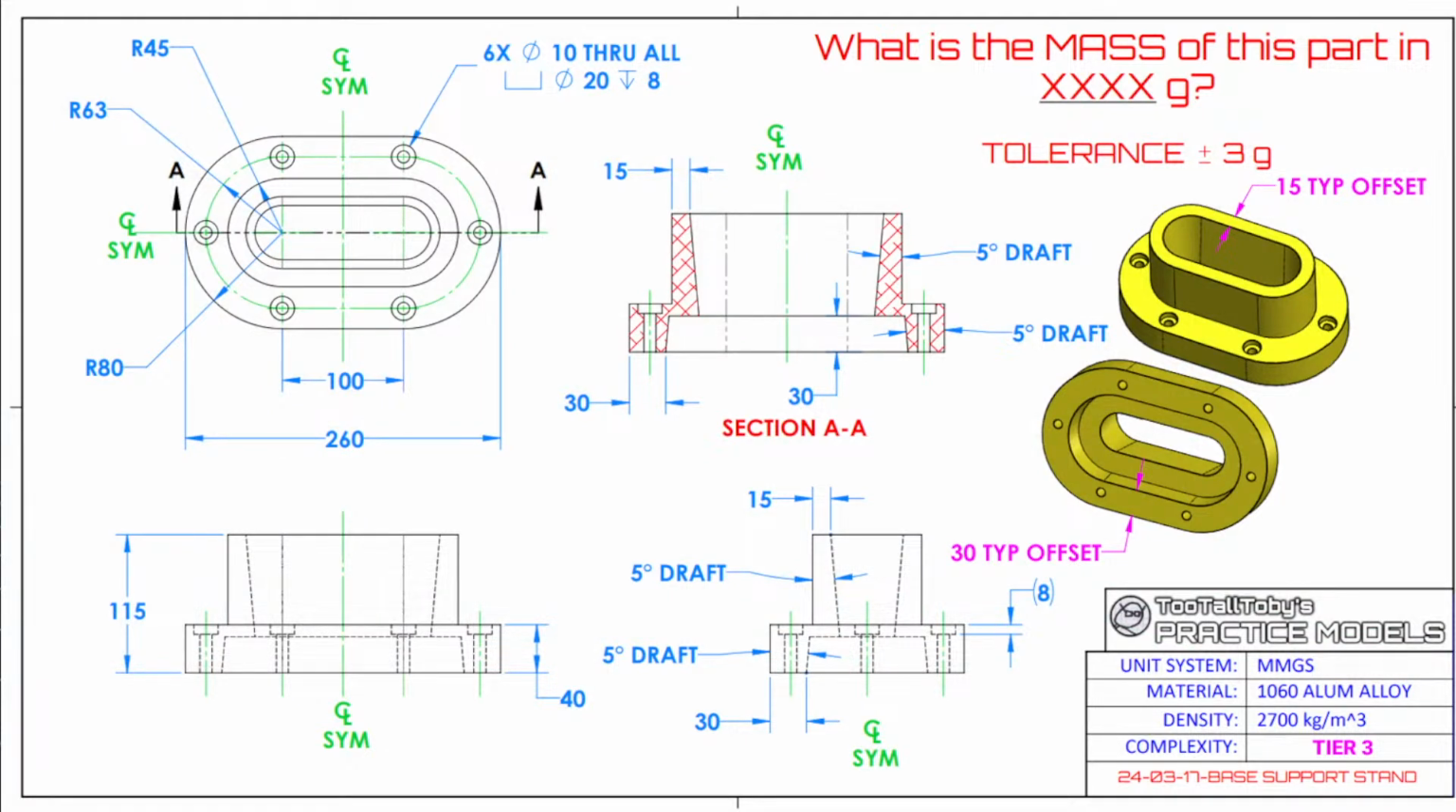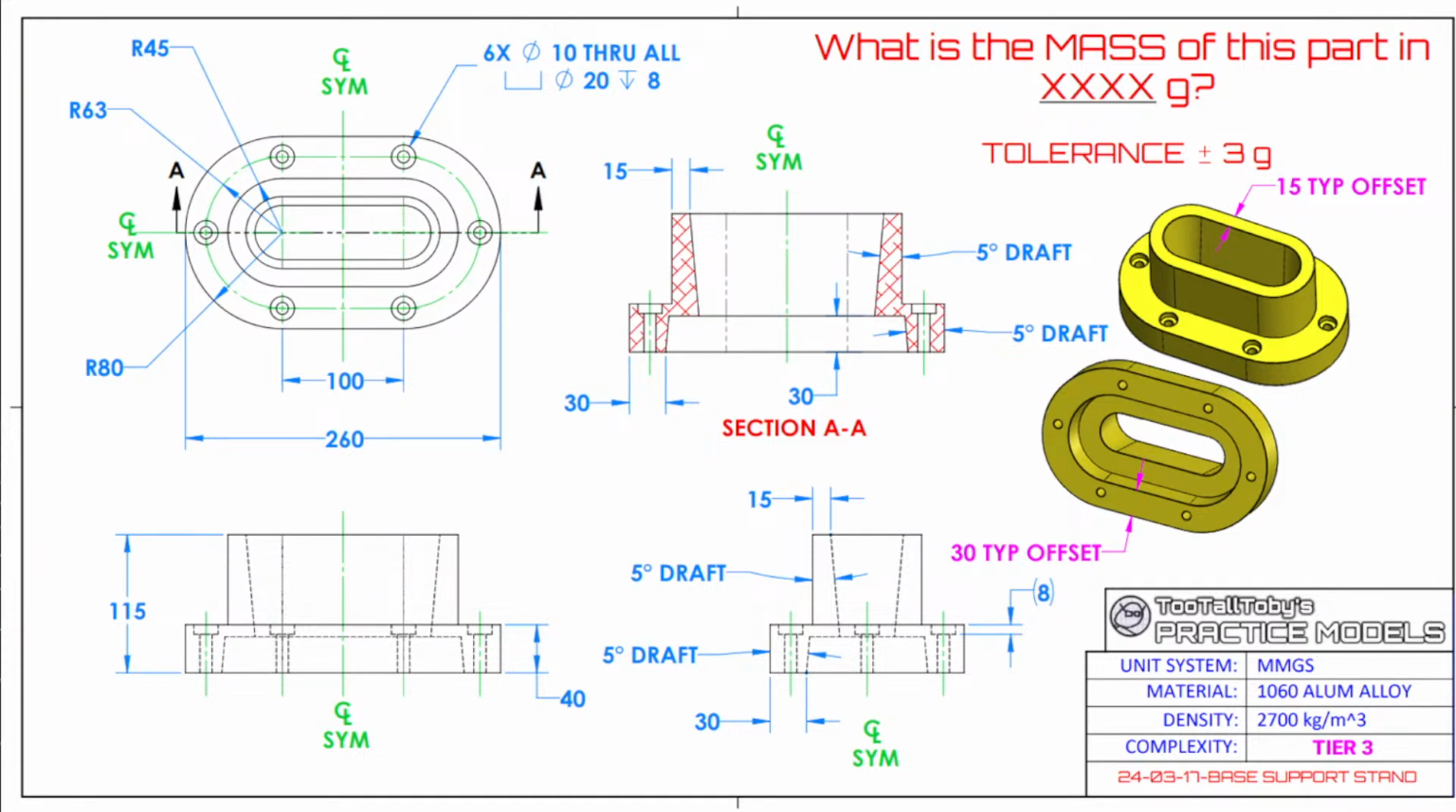Here we go. Nice little tier 3 part. Get things started here today. What is the mass of this part in XXXX grams? Tolerance is plus or minus 3 grams, 1060 aluminum alloy, 2,700 kilograms per cubic meter. This is a tier 3 part. Da Vinci is here in the chat. Welcome, welcome. Right on time.